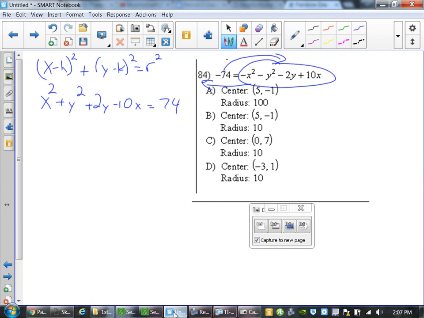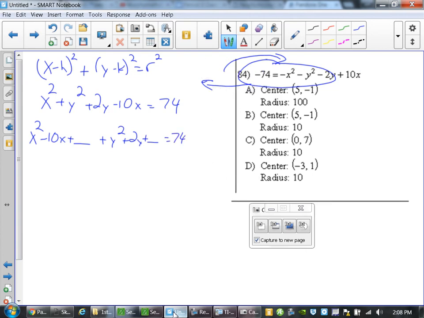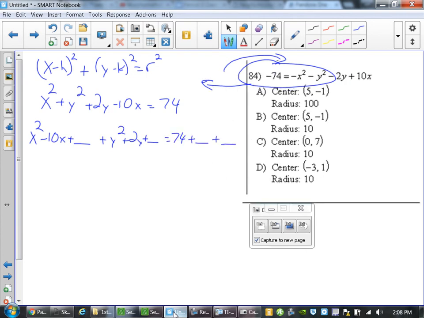So it's setting me up to have to complete the square. When you're completing the square, rewrite in group. You have x squared minus 10x plus blank plus y squared plus 2y plus blank equals 74 plus blank plus blank. Okay? What's half of negative 10? -5. Square it. 25. Add 25 to both sides. Half of 2. Square it.